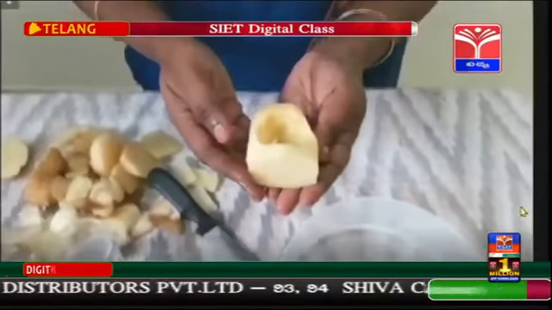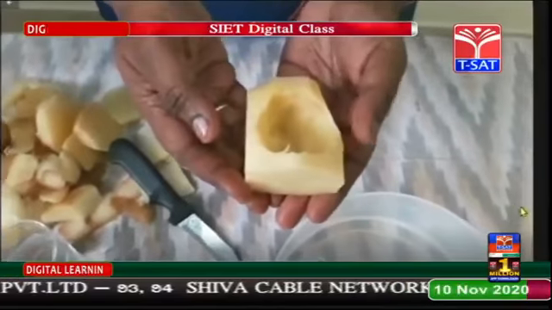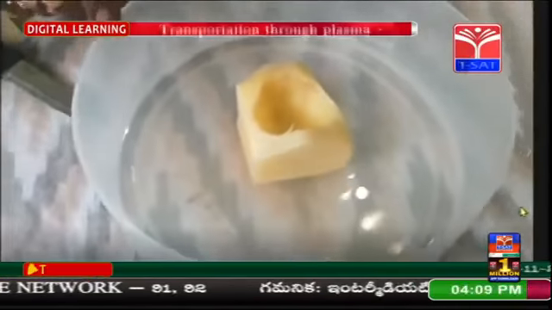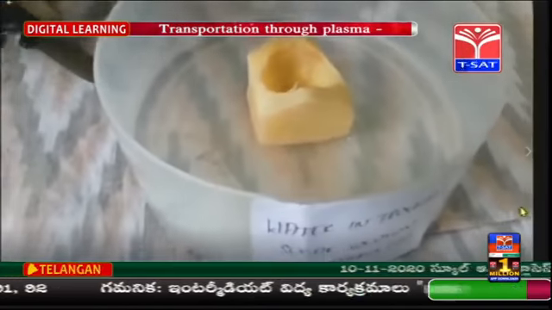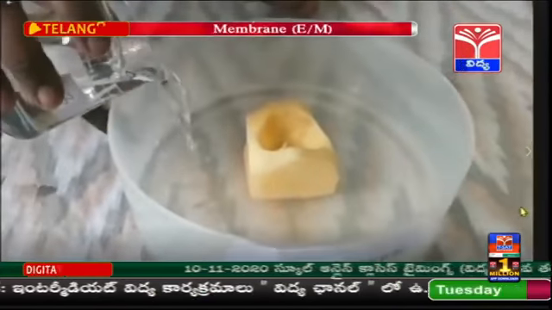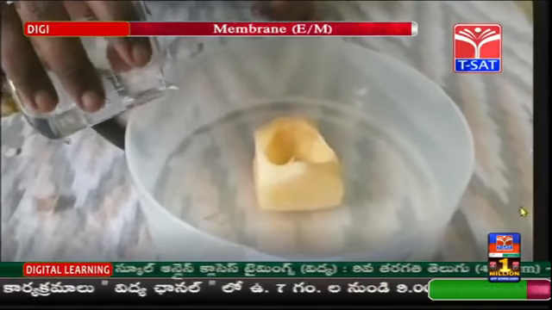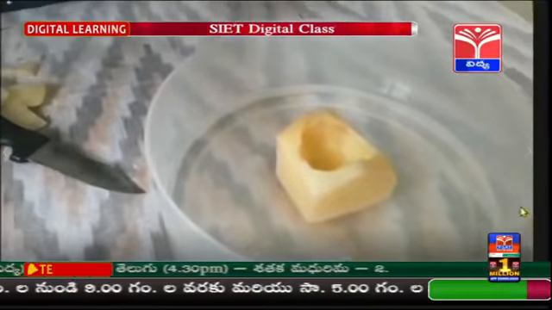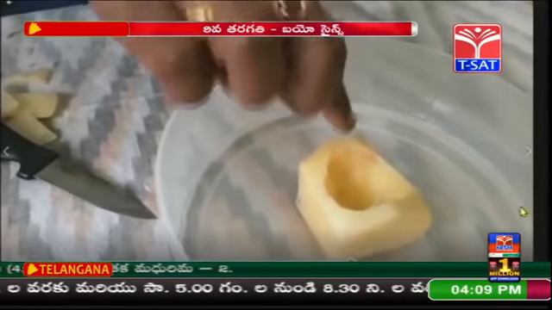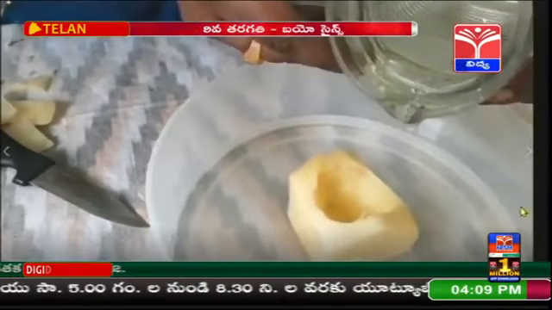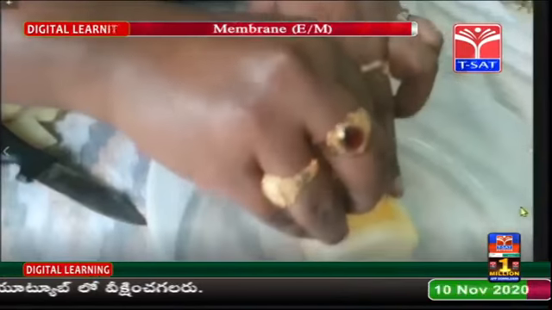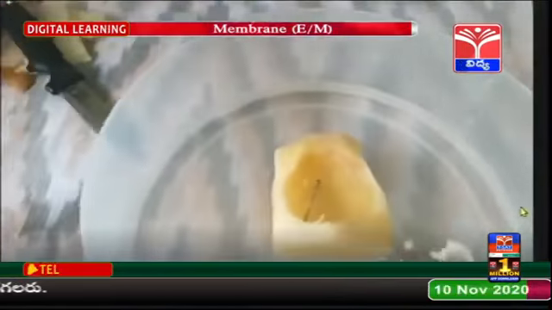Now children, I have made another potato cup. Placing this potato cup in the trough which is filled with water. Now I need to ensure that the height of the water is half of the potato cup. Yes children, now I need to fill sugar solution in the potato cup. Now I am marking the level of sugar solution by piercing a pin.